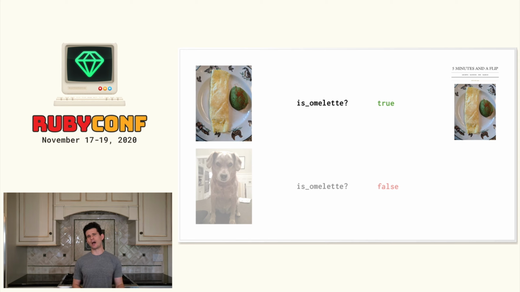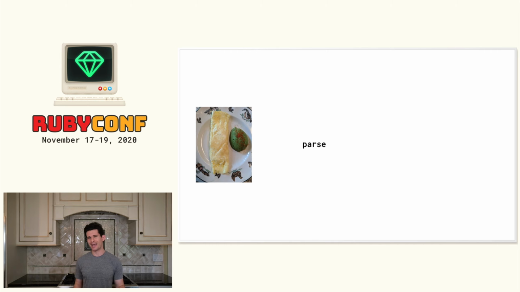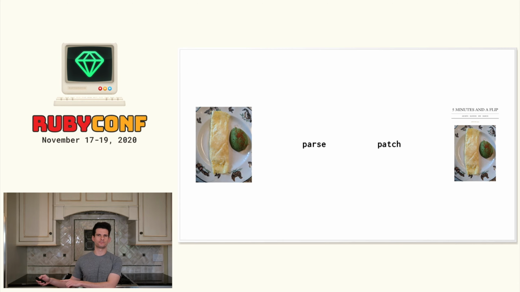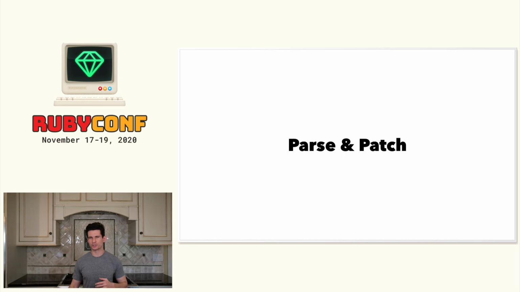But spiking this out does already identify a step in our process. We're going to need to figure out how we can parse an image and detect if it's an omelet or something else. And then, after that, if the photo we're looking at is of an omelet, it can be patched to the blog. So when I take a photo, we parse and we patch.